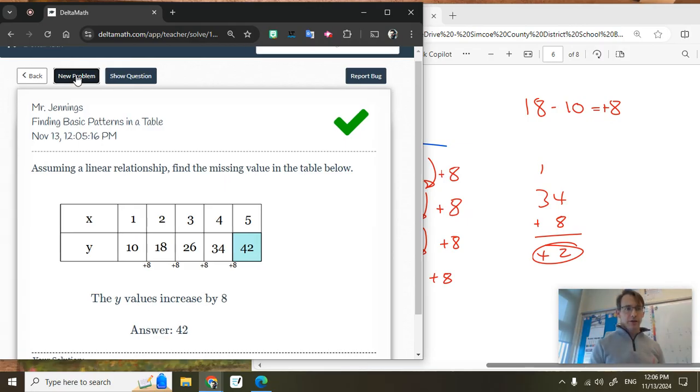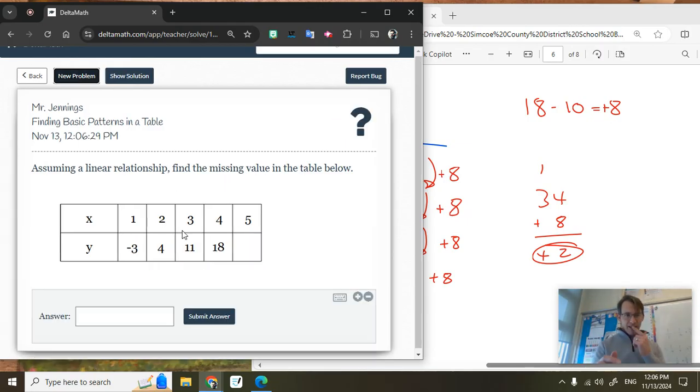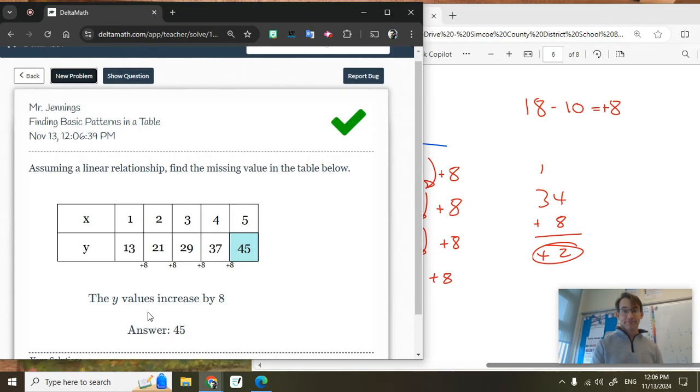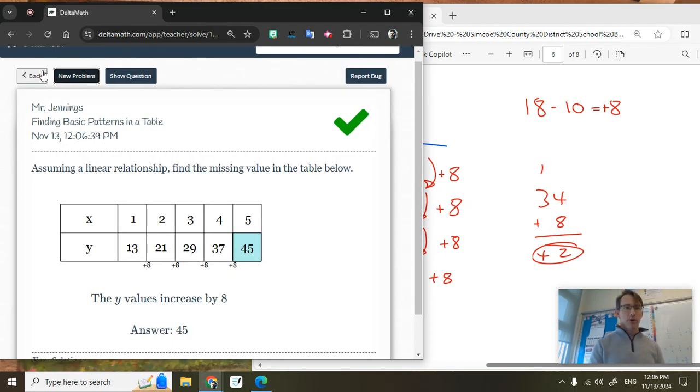All right, let's do another. Okay, so this one, I notice that the values are growing by 7 for y, and the x values are growing by 1. 18 plus 7 is 25. That's it? Yep. That's it. Okay, 13, 21. Oh, they're growing by 8 again. 29 plus 8 is 37. 37 plus 8 is 45. Okay, cool. So that's how that one do.